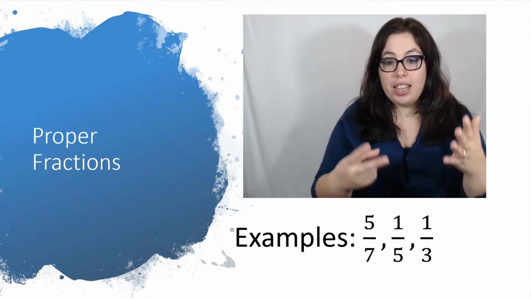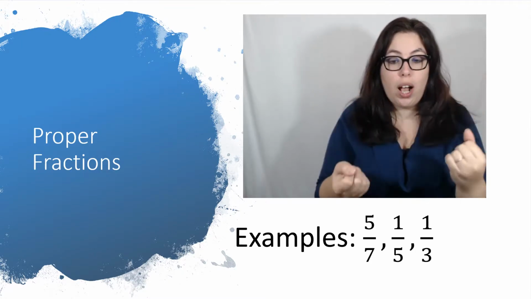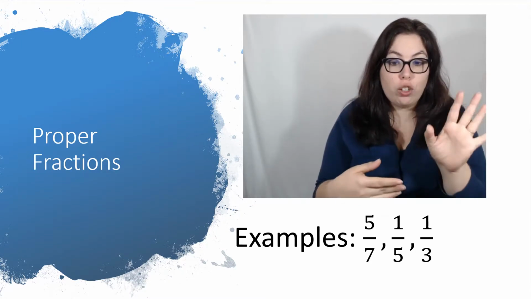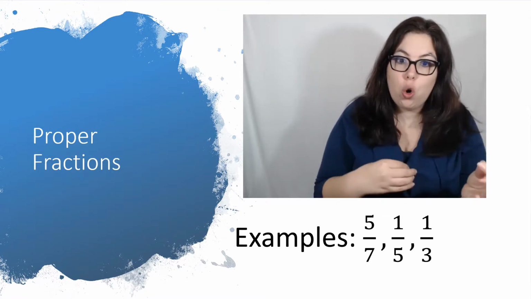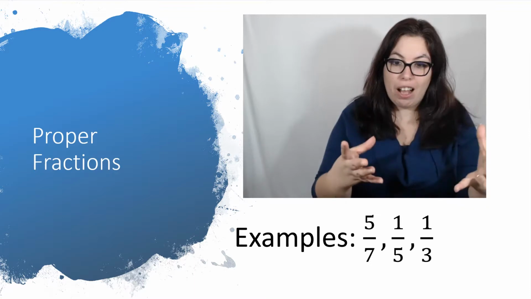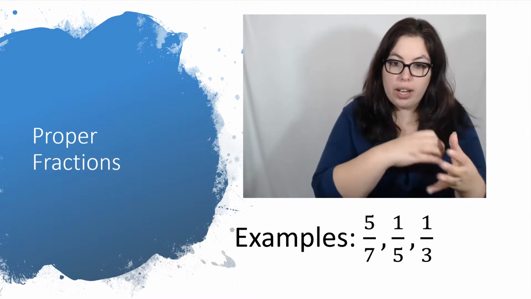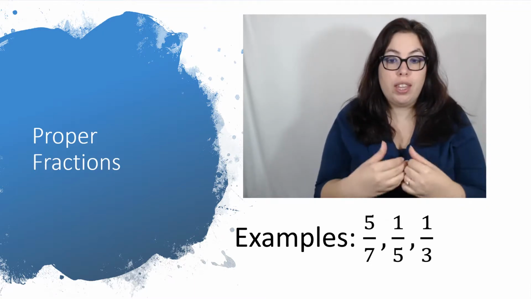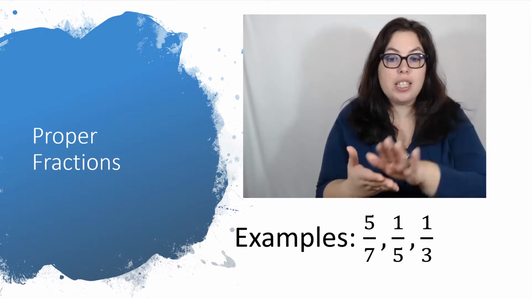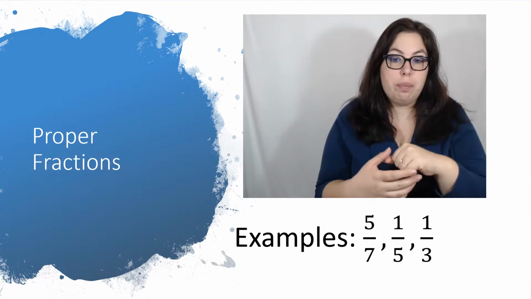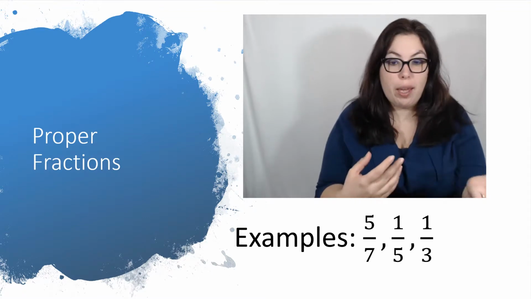5/7. It's saying that 7 pieces are required to make a whole, but I only have 5. Okay, this is a traditional fraction. It's part of a whole, but it's not a whole amount. It's less than 1. The same with 1/5, less than 1. I need 5 whole pieces to make 1, but I only have 1 piece, so I can't make 1.